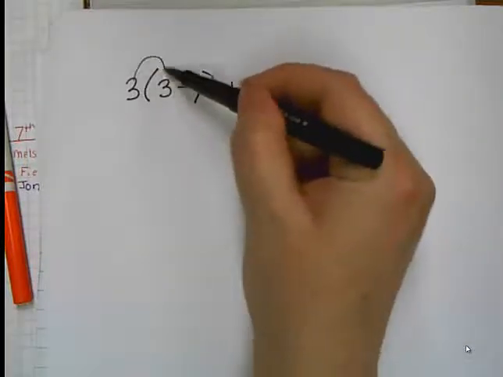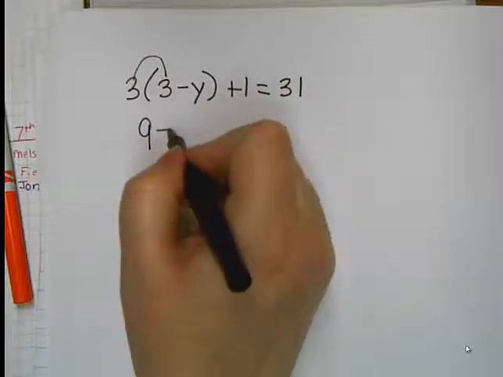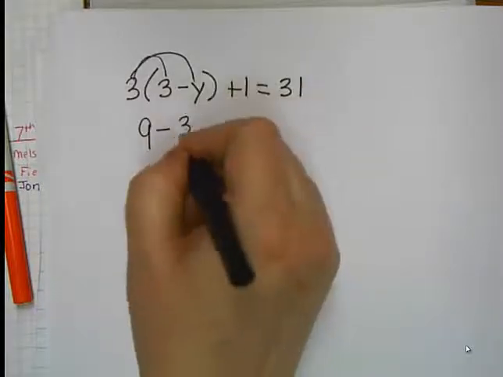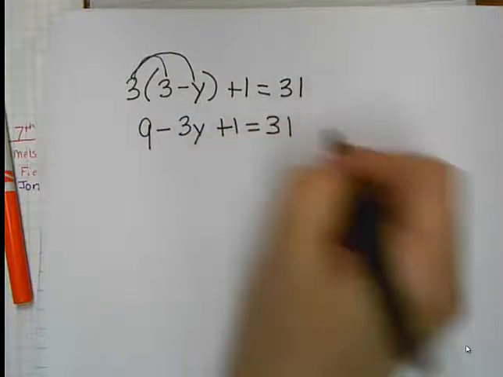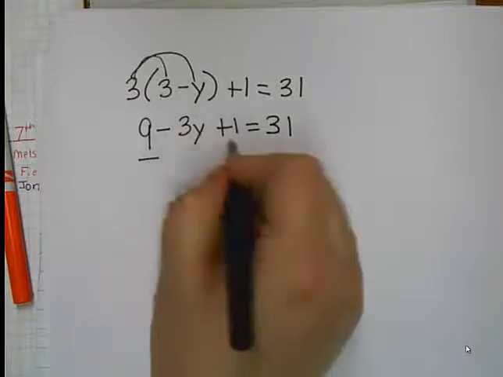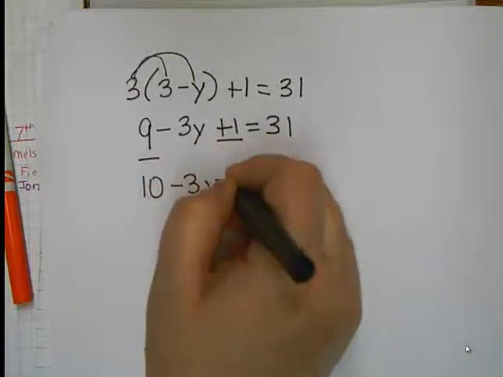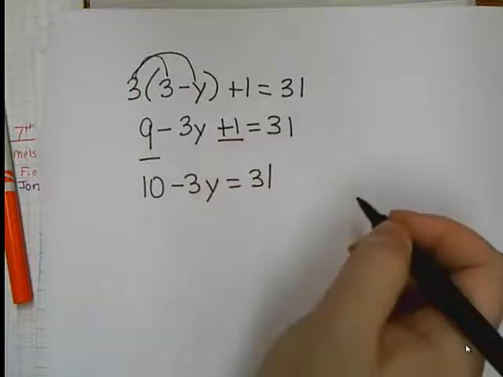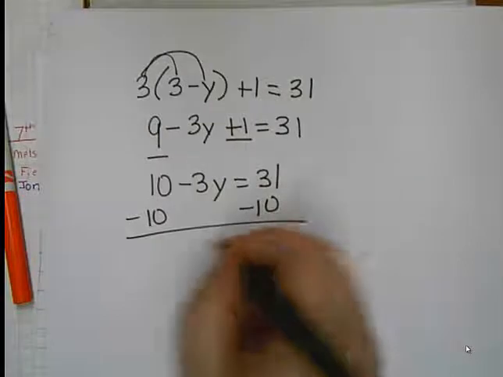So I'm going to distribute. What's 3 times 3? 9. Minus 3 times y is 3y, plus 1 is 31. Combine like terms. What's 9 plus 1? 10 minus 3y is 31. Subtract 10 from both sides.